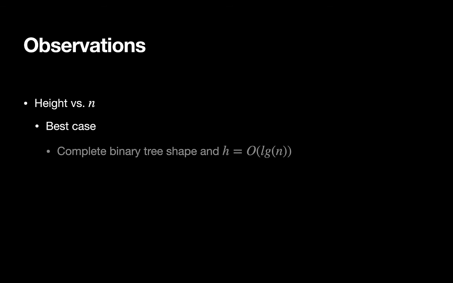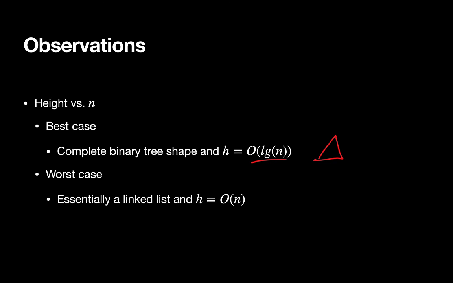Okay, so some observations. First of all, let's think about the height versus n. In the absolute best case, we've got something that we already saw when we were looking at heaps, this idea of a complete binary tree shape where we've got something like the perfect triangle. So that's as filled in and as dense as it can possibly be, and our height is basically a factor of the log of n in that case. But the case we just saw was actually the worst case. And again, it boiled down to a linked list where our height was essentially n.